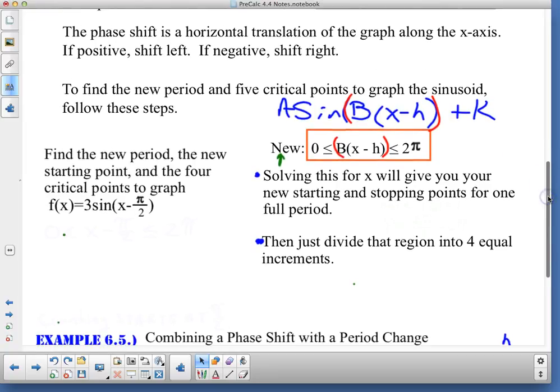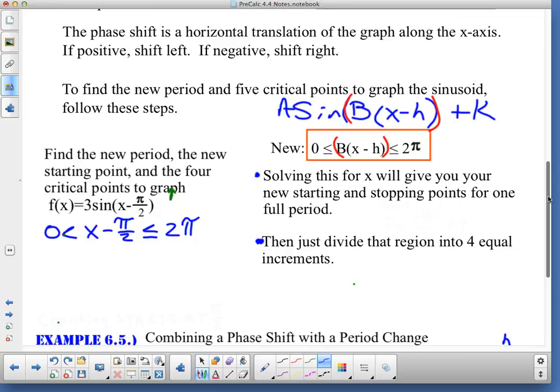So this is what we're going to do: find our new critical points. I know A is 3, but I'm really here to find out what's going on with my period. So I'm going to write 0 less than x minus pi over 2, remembering that I've got x minus pi over 2 here, and now I simultaneously solve this. I add pi over 2 to all 3 sections. I add pi over 2 to the left, which gives pi over 2 less than x, and less than or equal to 2 pi plus pi over 2. That above becomes 4 pi over 2 plus pi over 2, so I've got 5 pi over 2.